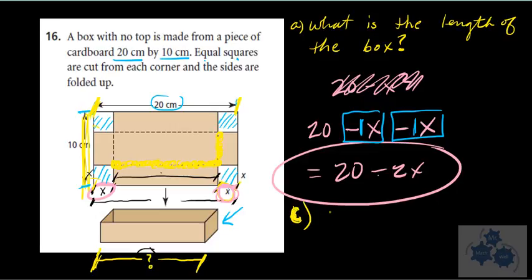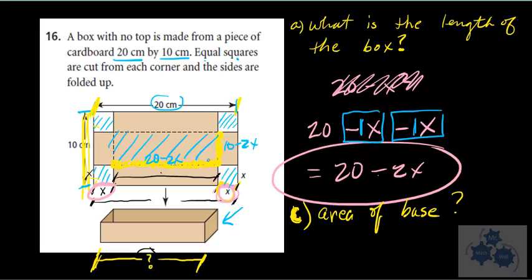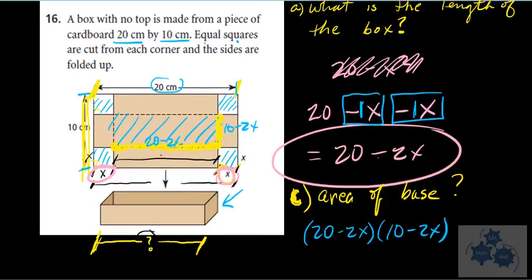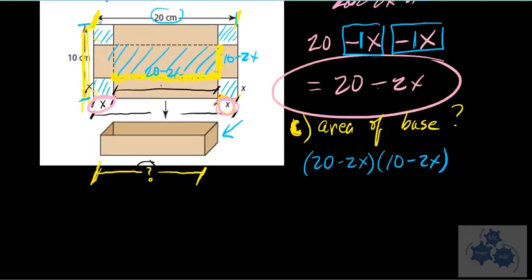So what is the area of the base? The area of the base, okay? We know that this is 20 minus 2x, and this is 10 minus 2x. How do I find the area of this base right here? What do I do to find the area of a rectangle? Length times width, okay? So what's my length? 20 minus 2x maybe? And what's my width? 10 minus 2x. Everyone see that? That's how we're going to find that area, length times width.